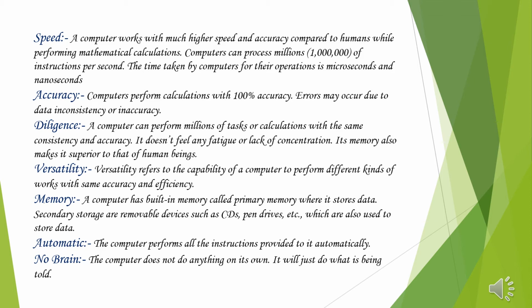Automatic is nothing but a computer performing all instructions provided to it automatically from the backend, whatever the data or design is provided by a human. No brain means the computer does not do anything on its own. It will just do what it is told. It does not do anything on its own. That is what is called no brain. A computer does not possess any intelligence of its own. It just does whatever it is told to do.